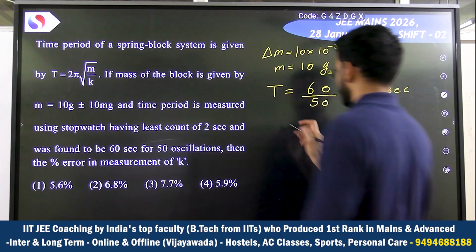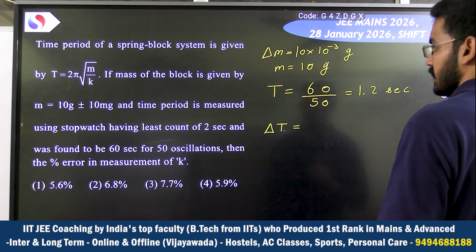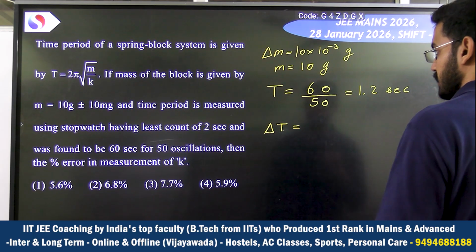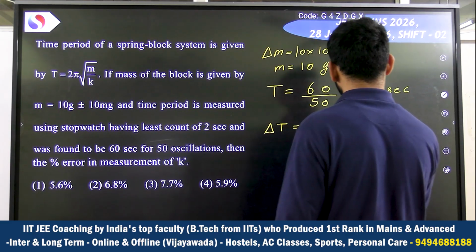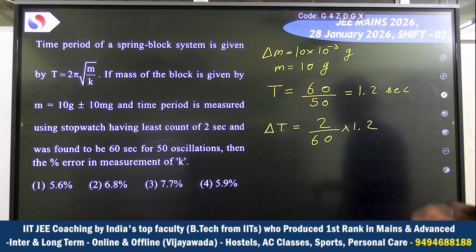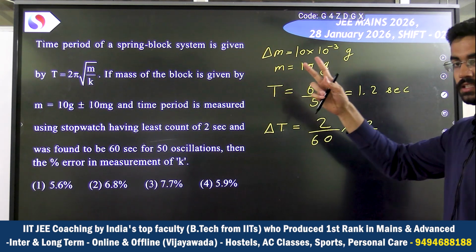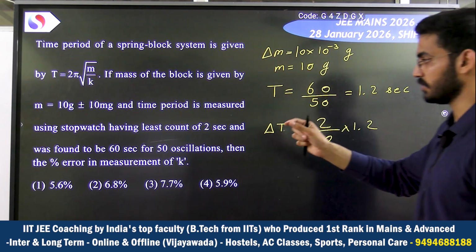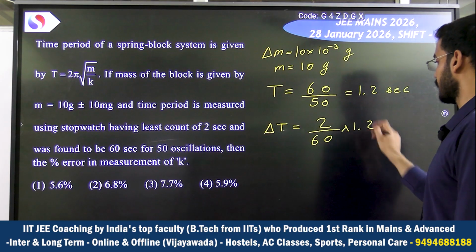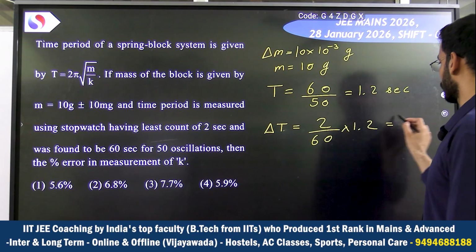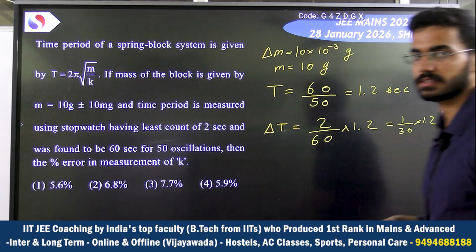And if you go for delta t, he is doing 60 seconds with an error of 2 seconds. So you can say 2 by 60 into 1.2. This is for one time period. How much is delta t for one time period? A variation of plus minus 2 seconds can come for 60 seconds, so how much can it come for 1.2? That's how we calculate it. You can say 1 by 30. Keep it like this only, 1.2, because things will get cancelled out here.